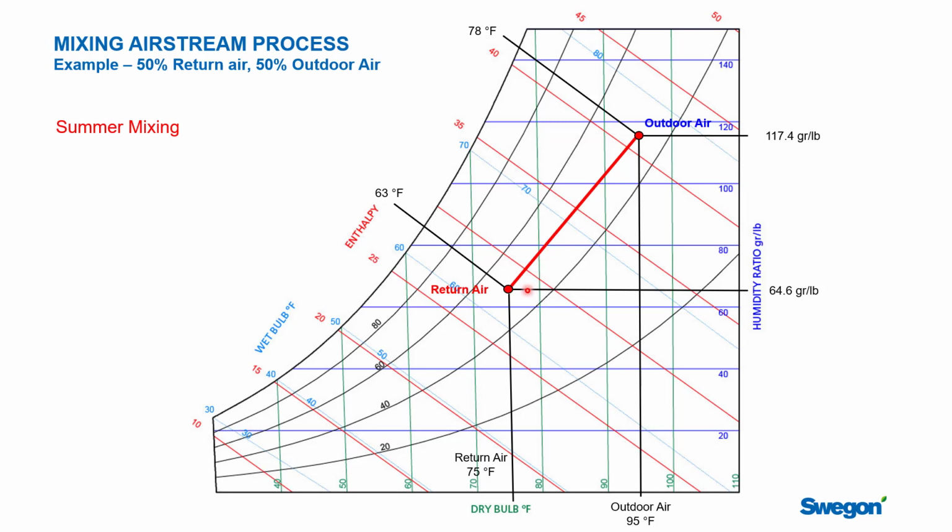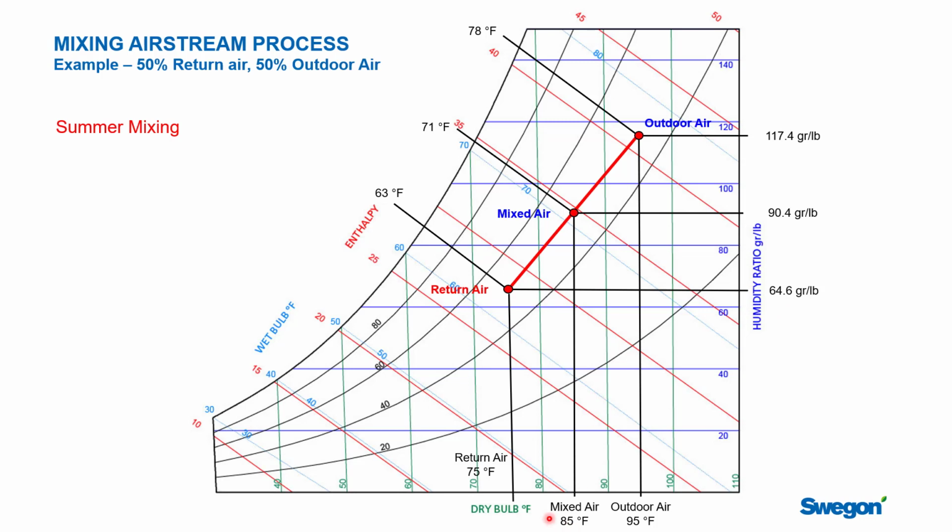But whatever the condition, whatever your ratio of the two airstreams is, you'll be somewhere on the connecting line. So in this case, we said we were going to be 50-50. So it is literally right in the middle on this line. So we split the difference. And so let's look at what's happened here.